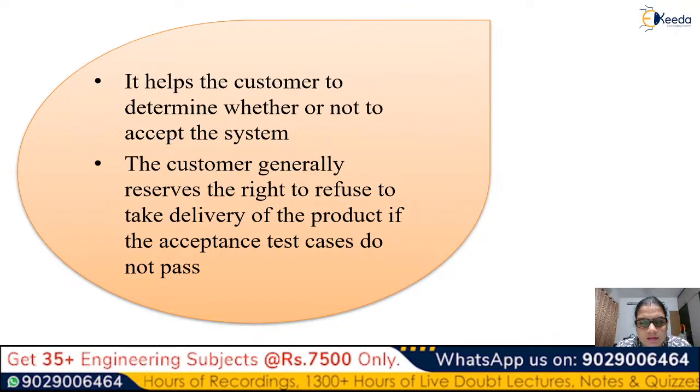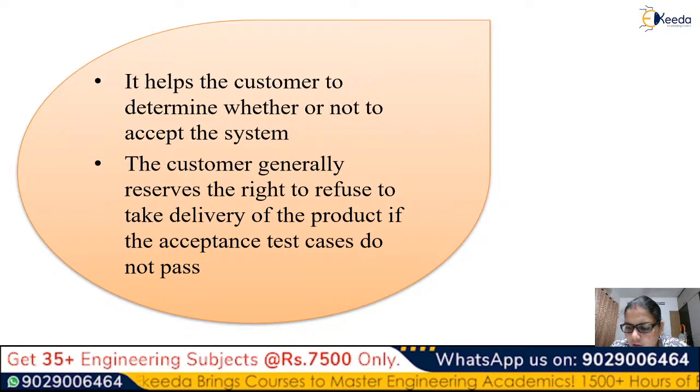Suppose this system is not built according to what I expected. I will just say that it is not according to what I wanted. So then we go for a change and undergo everything again: do the meeting, do the documentation work, build up the code, test the code, create scenarios, and so on. So the customer generally reserves the right to refuse to take delivery if the acceptance test cases do not pass.